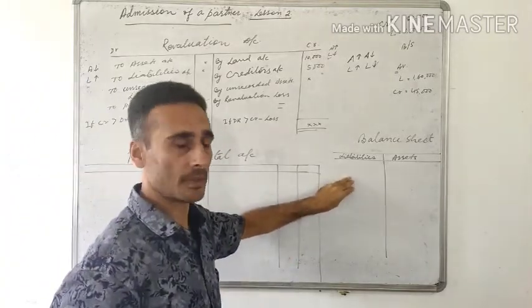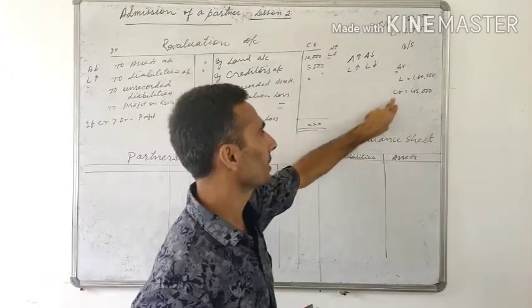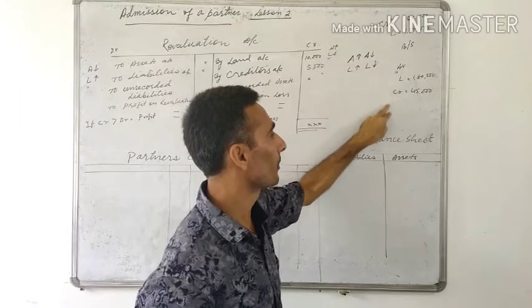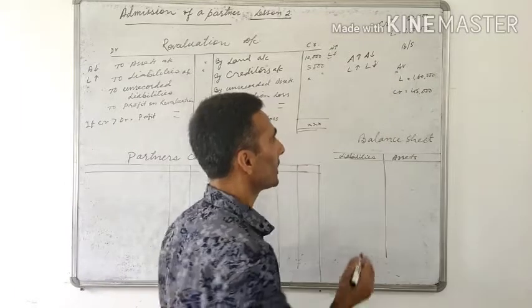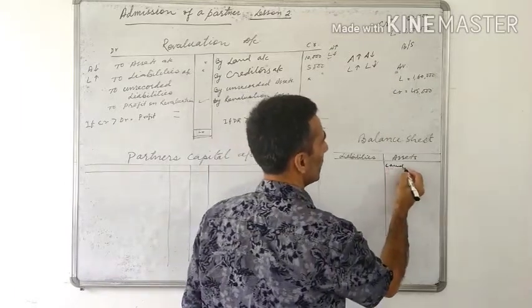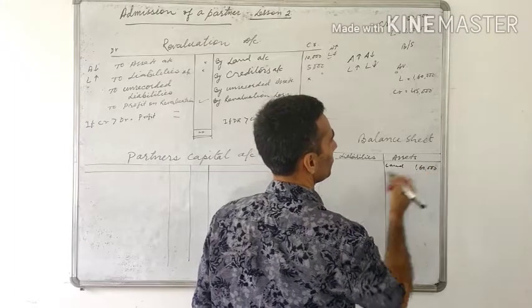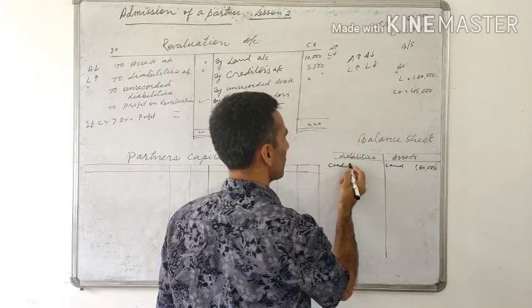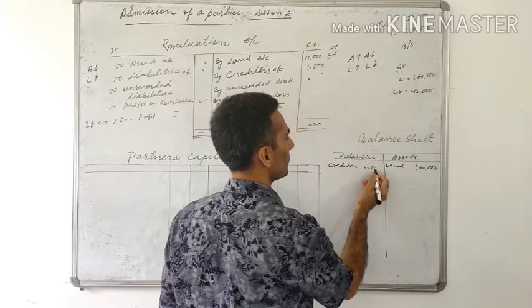Now let's come to the balance sheet. How is this balance sheet prepared? Balance sheet is prepared by taking the new value of assets and liabilities. So new value of the land is 1,60,000, so we'll take here land 1,60,000. Then the creditors value is 45,000, so creditors 45,000.